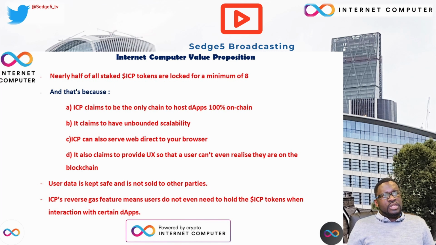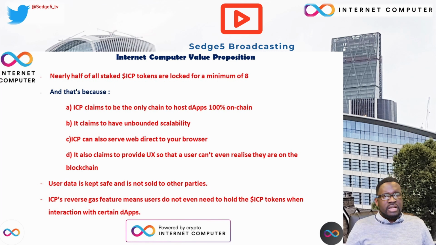ICP's reverse gas feature means users do not even need to hold the ICP tokens when interacting with certain decentralized applications. Okay, which means someone else is paying. It might not be the user, but someone else is paying, which is good. That's what drives mass adoption. Think about it for a minute. If I go on the internet today, someone does pay for the internet protocol. Someone does pay for my activity on the internet. It's just not me, but someone does pay.